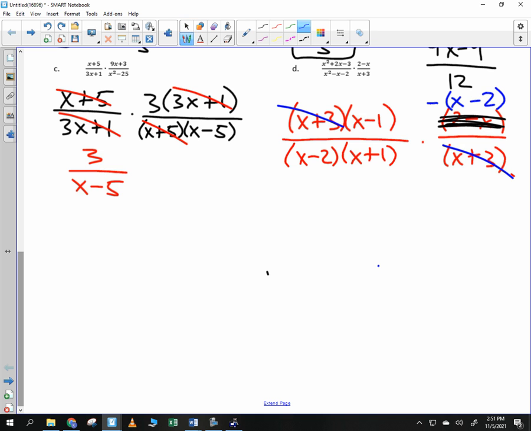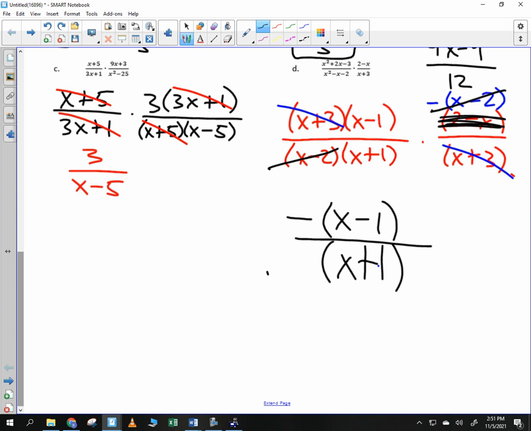So we pulled out a factor of negative 1, which is something we really hadn't tried. What now reduces? X minus 2 and x minus 2. So what you're left with is a negative on x minus 1 and in the denominator an x plus 1. Not too bad.